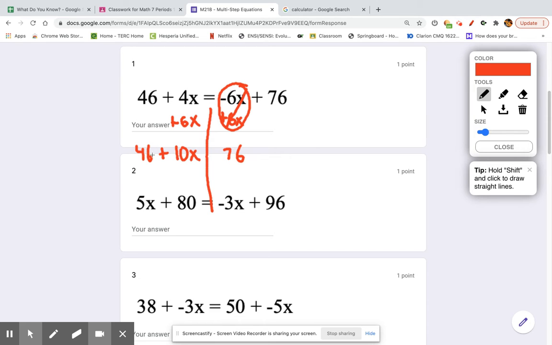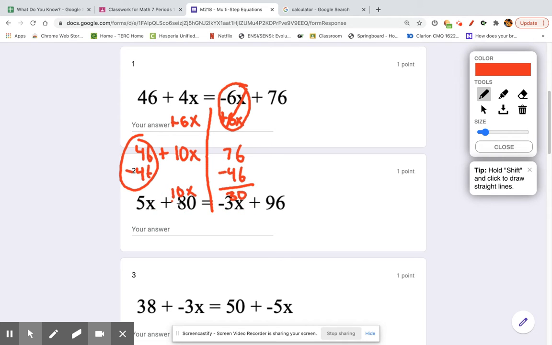All right, so to get rid of this 46, we need to undo adding 46. So we're going to take 46 away from both sides. These equal 0. 0 plus anything equals that, right? So 0 plus 10x equals 10x. And 76 minus 46, well, that equals, let's see, 6 minus 6 is 0, 7 minus 4 is 3, so that equals 30. So 10x equals 30.